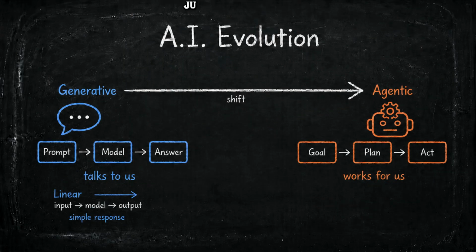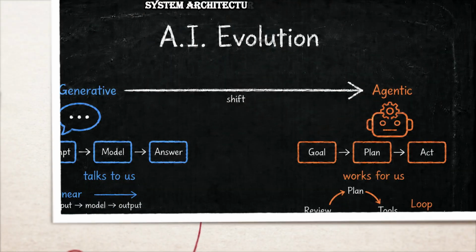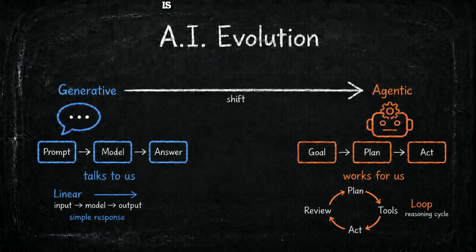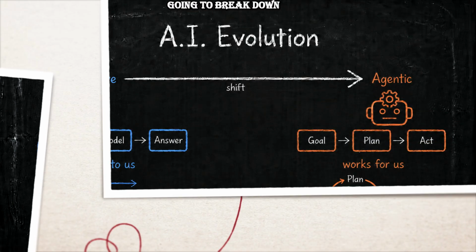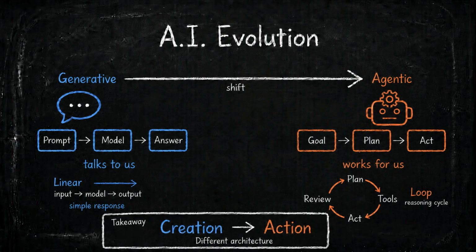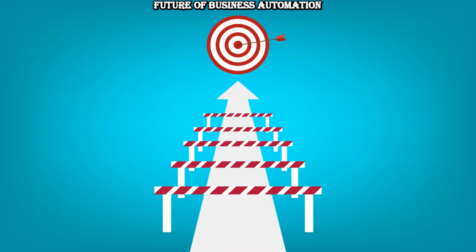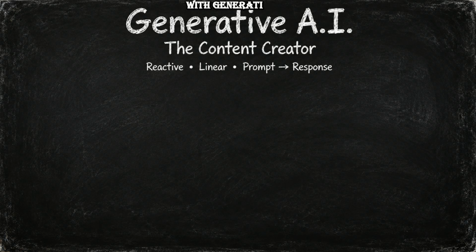Most people think these are just buzzwords for the same thing, but under the hood, the system architecture and the way they process information is fundamentally different. In this video, we are going to break down both concepts step by step. Look at the actual reasoning loops they use and see why agentic AI is the future of business automation. Let us start with generative AI.